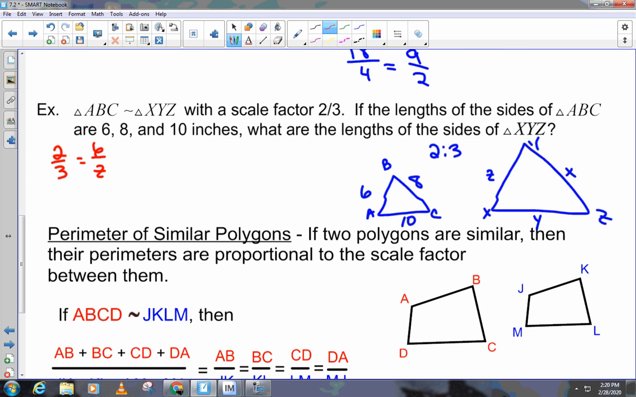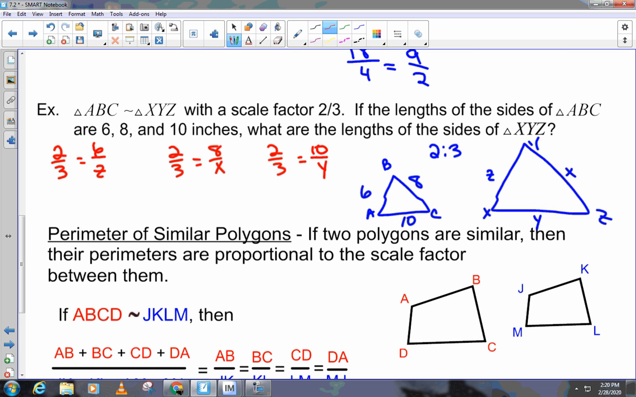All right, so then I can do another one. I can do it with the other one. 2 is to 3 as 8 is to what? X. And again, I'm going to use it again. 2 is to 3 as 10 is to y. And so I can solve those proportions. Some of you can just look at it and tell what the answers are.